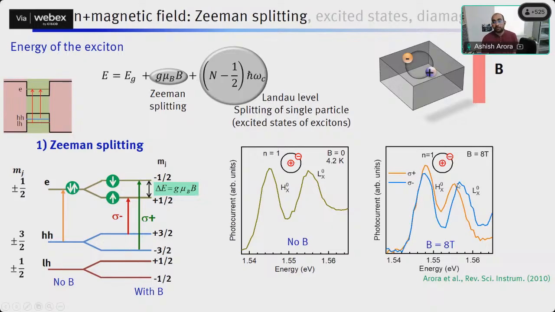Zeeman splitting is small. For heavy hole, it's even smaller. A very large field is needed, and this splitting for heavy hole is very small. The g factor for heavy hole is very small. The g factor for light hole is large, apparently. So a large field is needed. That is the point.